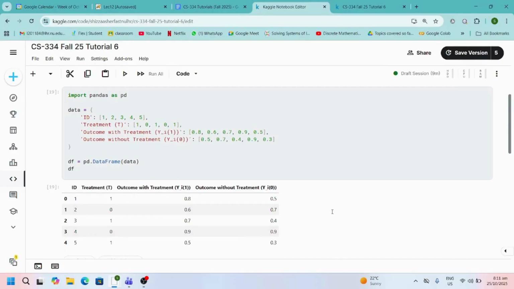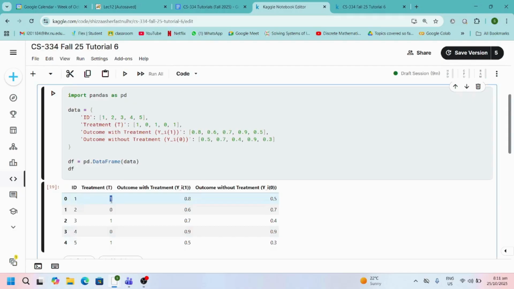All right, so in order to measure the average treatment effect, we are given the following data frame. You have 5 IDs, you have 5 individuals. T equals 1 for 3 of these individuals. This means that these are the individuals that were assigned to the treatment group where the treatment was administered. And then there are 2 individuals for which T equals 0. These individuals were assigned to the control group.